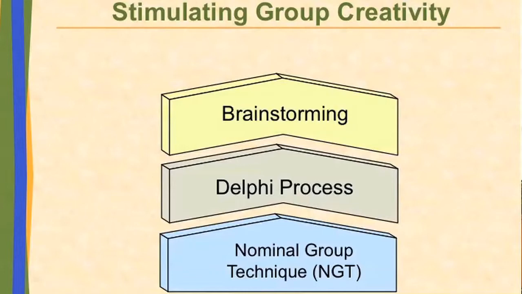On the Delphi process, that isn't usually face-to-face. Usually it involves experts. Sometimes it's anonymous. Sometimes it's through a questionnaire where people are asked their expertise. And usually what happens is this removes the bias of face-to-face interaction. And you have multiple judges that make some sort of recommendations about a decision.